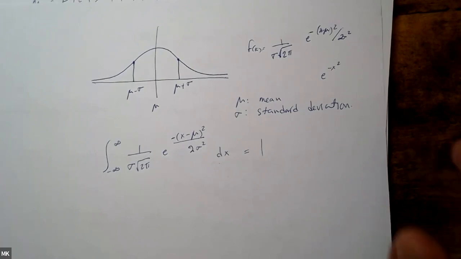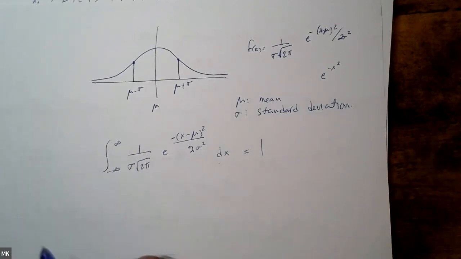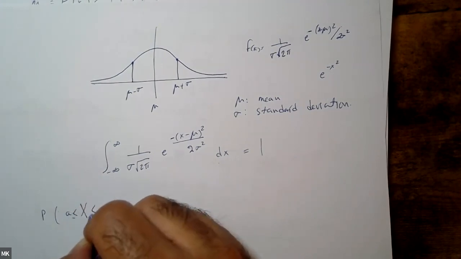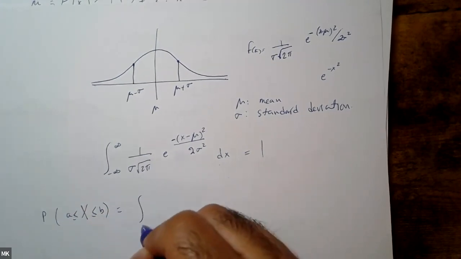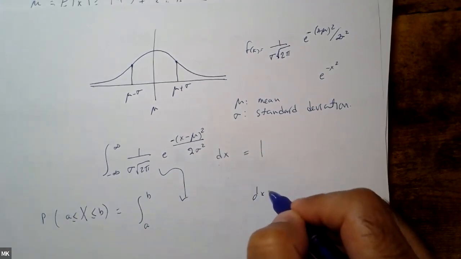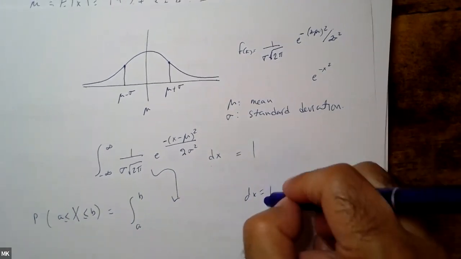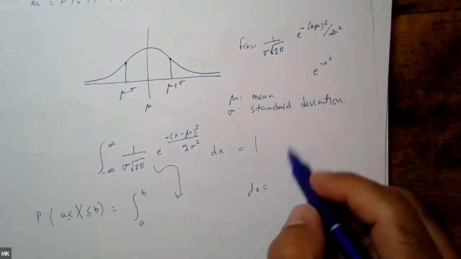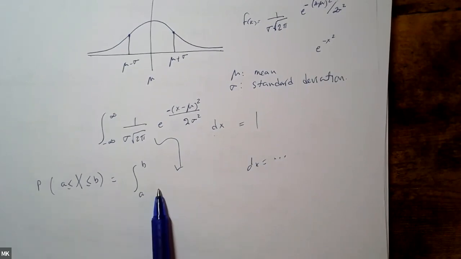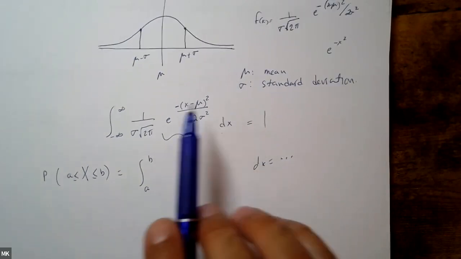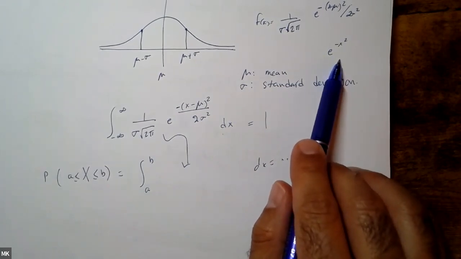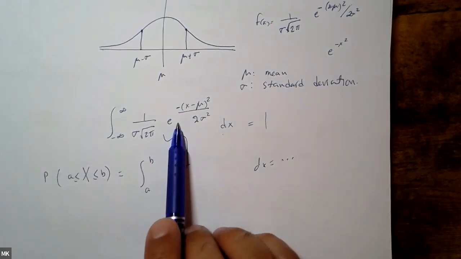Now, of course, if I want to calculate anything in between, if I want to calculate the probability of x being between a and b, then I would have to integrate this from a to b. And that will give you the probability that you're looking for. Now the problem is such a process cannot be done because this does not have an antiderivative. The parent function e to the negative x squared doesn't have an antiderivative. So you really cannot do this exactly.